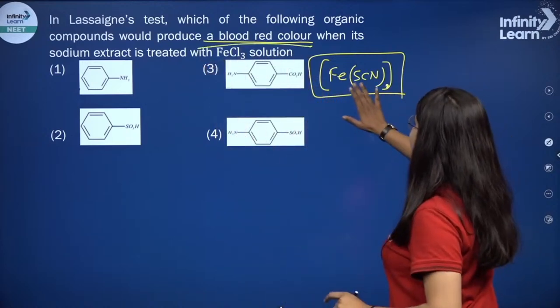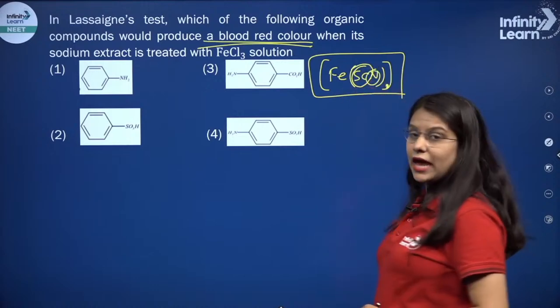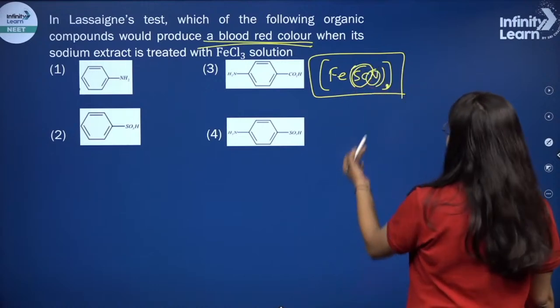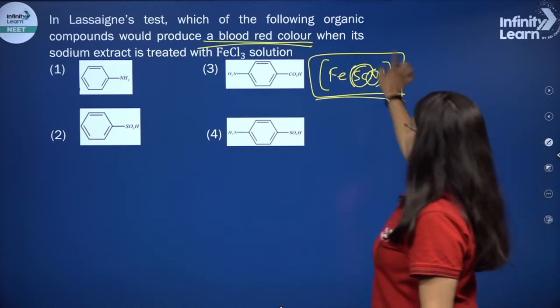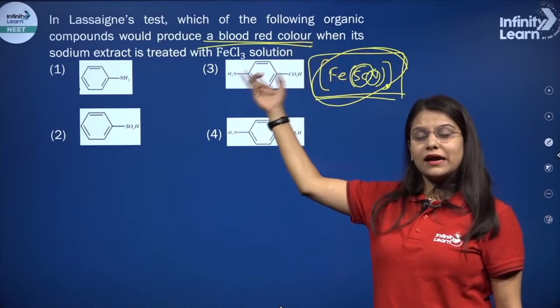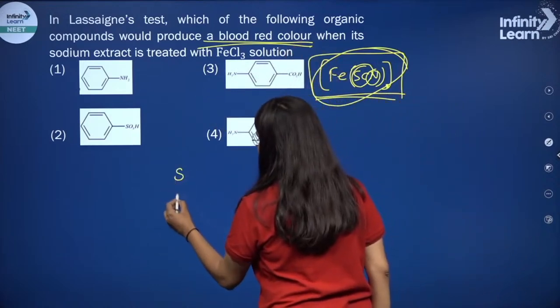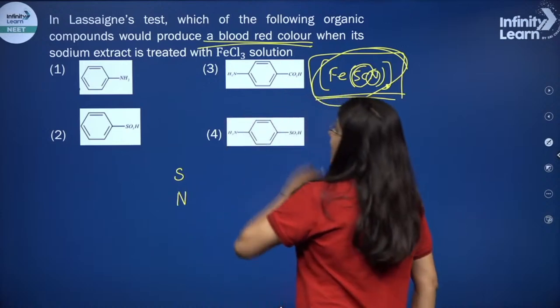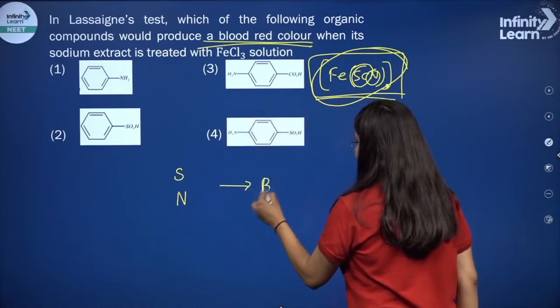Now this test is given by compounds which contain sulfur and nitrogen atoms. So this is a complex which has some formula, but you need to remember that when we react iron with a sulfur and nitrogen compound, whenever a compound contains sulfur and nitrogen, on Lassaigne's test we get blood red coloration.